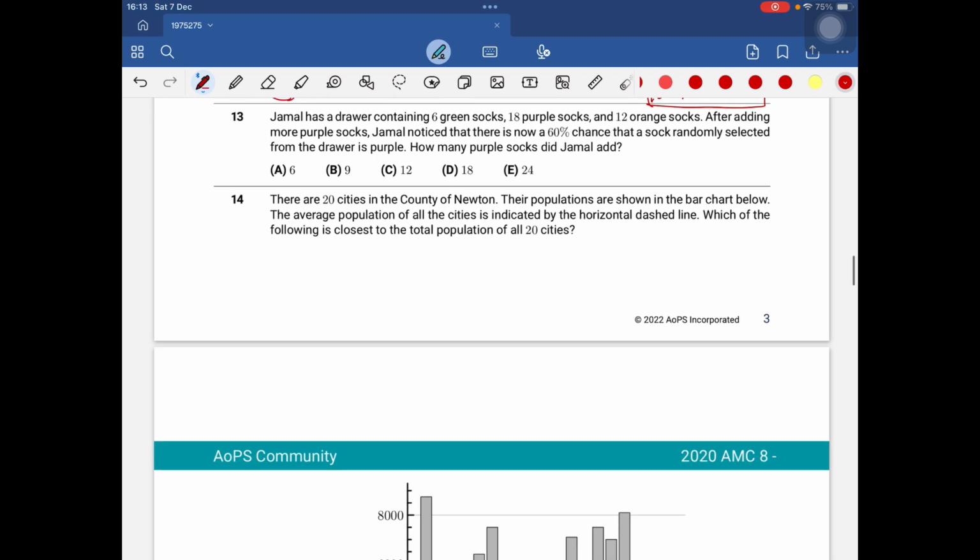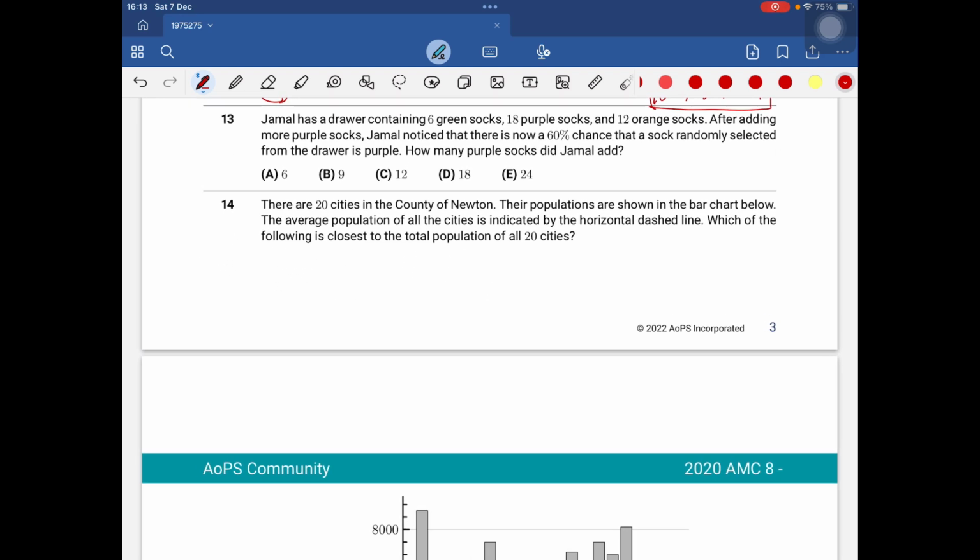Number 13. Jamal has a drawer containing 6 green socks, 18 purple socks, 12 orange socks. More purple socks, okay, 18 plus P, let's say. Notice there is now a 60% chance that a sock randomly selected from the drawer is purple. So all socks now, 18 plus P plus 12. Now we have purple, 18 plus P. This is 60%, so let me make it even simpler, 3/5.